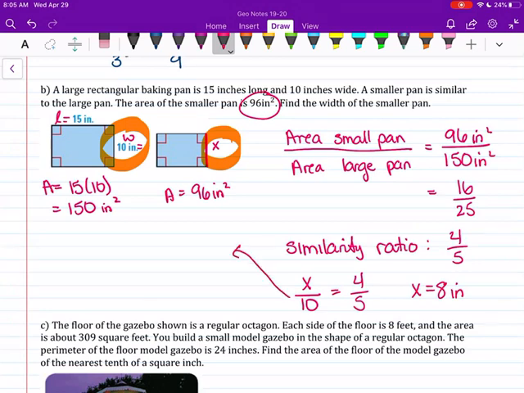So you can cross multiply and say, okay, I get 5x equals 10 times 4, so I get 5x equals 40. Divide both sides by 5.